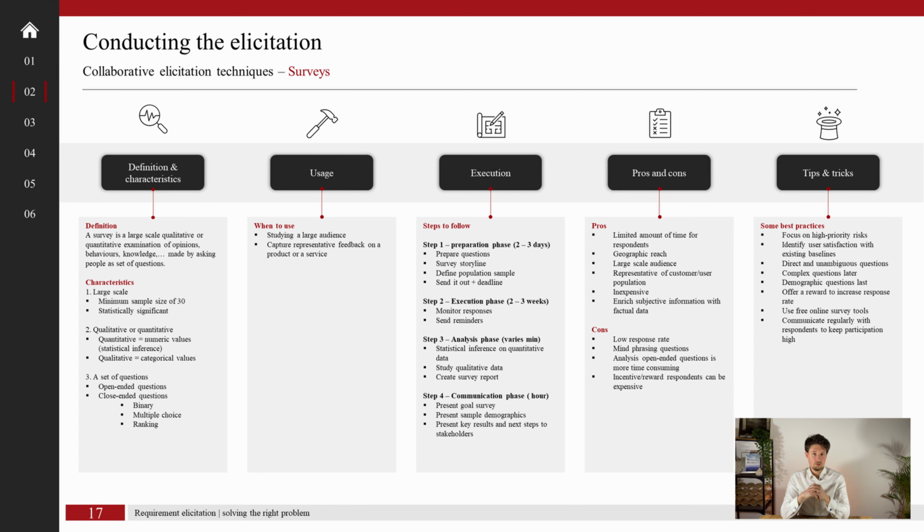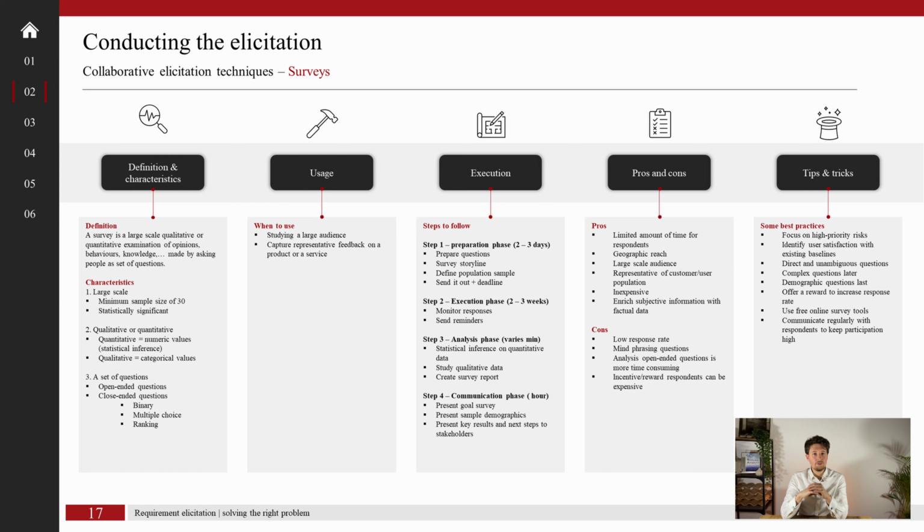Next, we have the question of when it's best to use surveys. Personally, I would use a survey if I'm interested in studying a population or a large segment of users or customers. I would like to know what the population of users thinks of the product or service. How would I execute a survey? In the preparation phase, you will basically define your questions, build your survey storyline, define your population sample and send it out, plus also set a deadline.